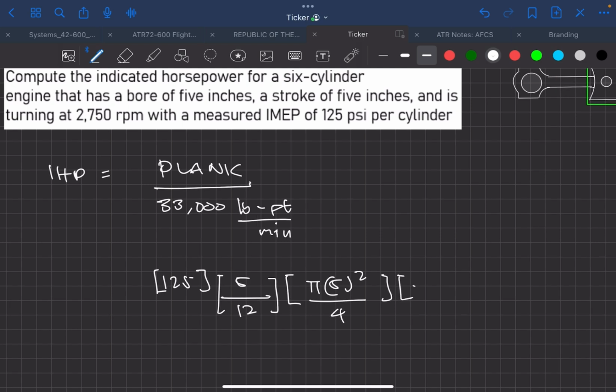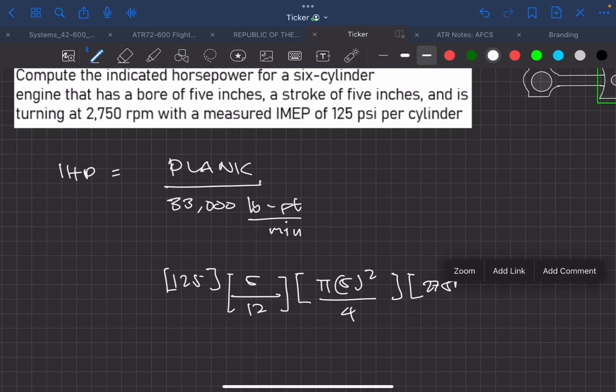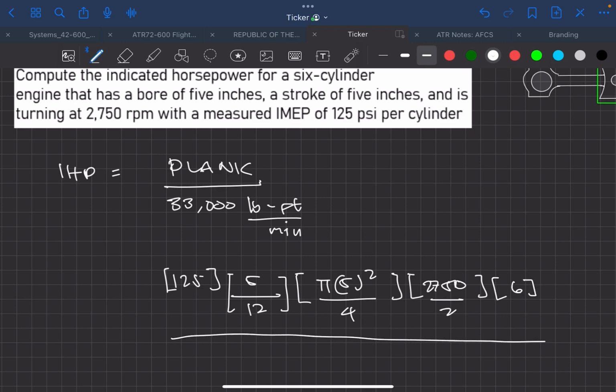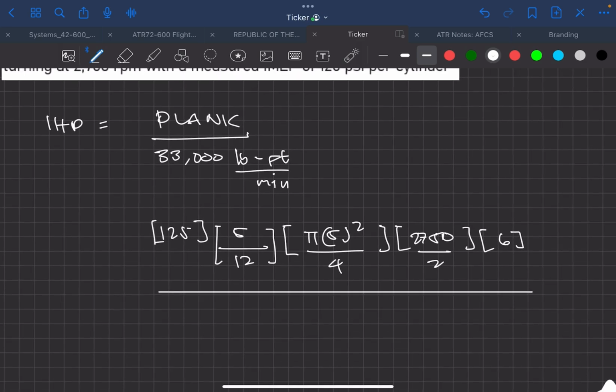multiplied by 2,750 divided by 2 times the number of cylinders, all divided by 33,000.